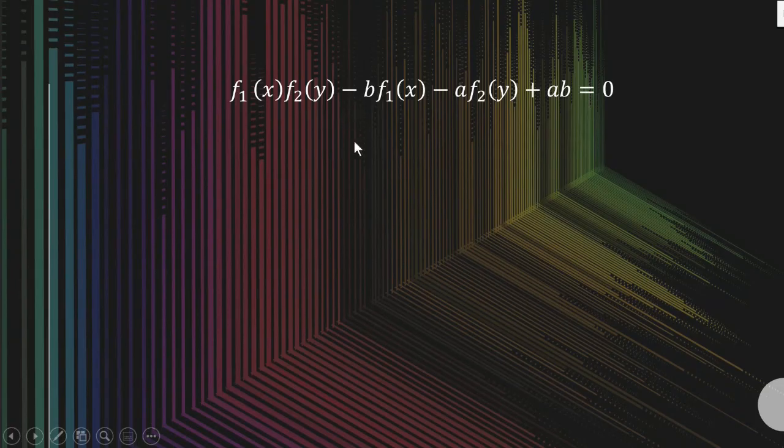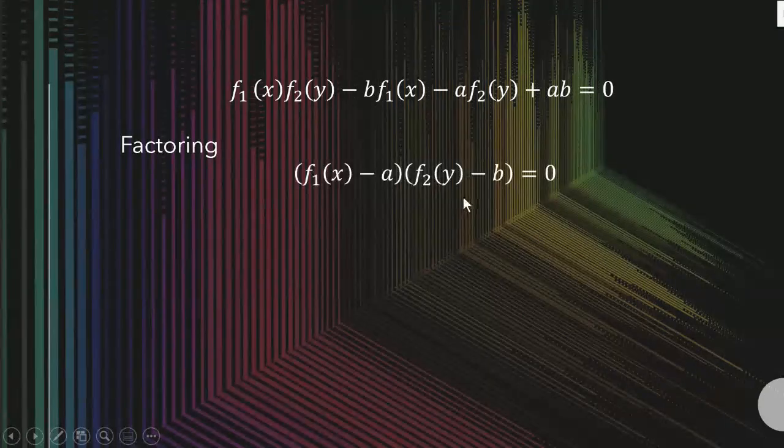And then now we can factor the expression in the left side of the equation in this way. So it is going to be f sub 1 of x minus a times f sub 2 of y minus b in the left side and 0 in the right side. Now, from this equation that should be true for any values of x and any values of y, we can conclude that at least one of the two functions has to be constant.